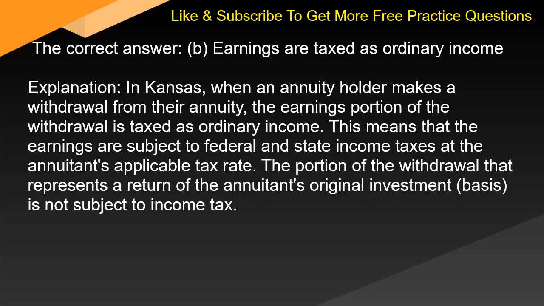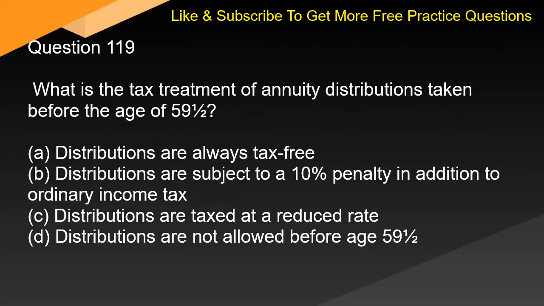The correct answer, B. Earnings are taxed as ordinary income. Explanation. In Kansas, when an annuity holder makes a withdrawal from their annuity, the earnings portion of the withdrawal is taxed as ordinary income. This means that the earnings are subject to federal and state income taxes at the annuitant's applicable tax rate. The portion of the withdrawal that represents a return of the annuitant's original investment basis is not subject to income tax.